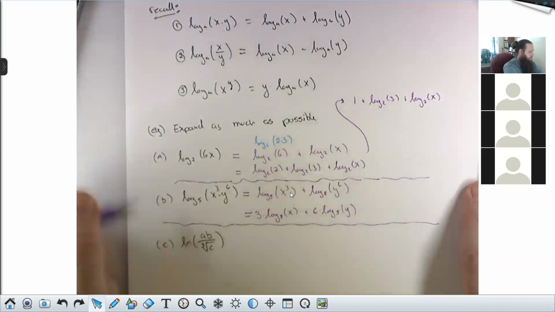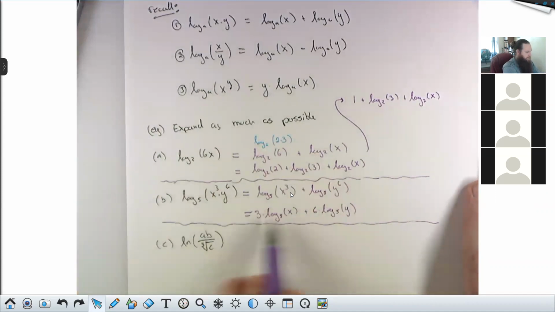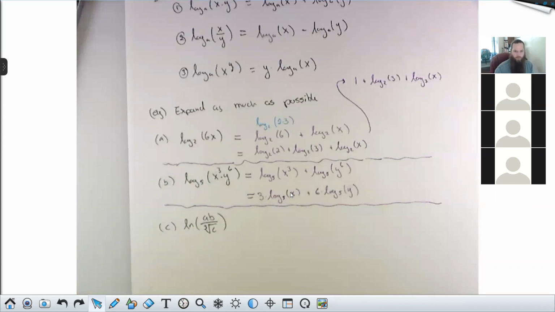Could you factor out a 3? Oh, you could. There's a common factor of 3 here. And if there was some reason that was advantageous, that would be a legal thing to do. And then we'd have 3 times parentheses log base 5 of x plus 2 log base 5 of y.